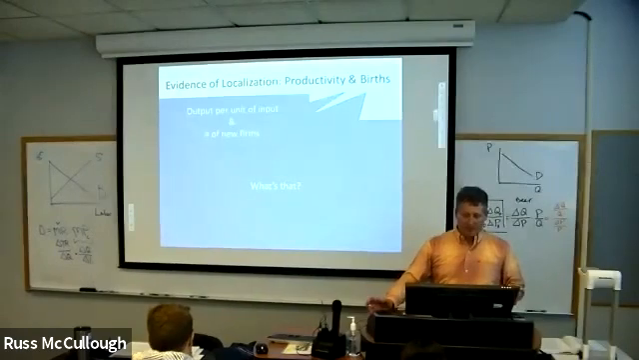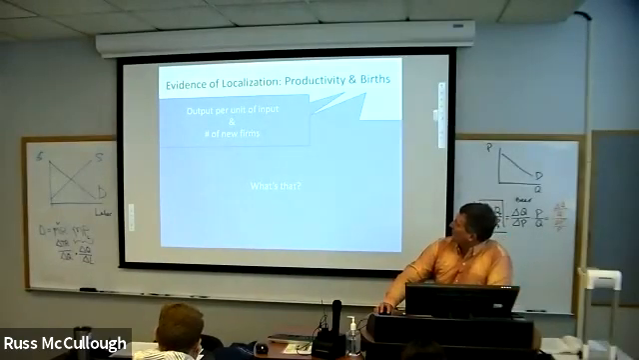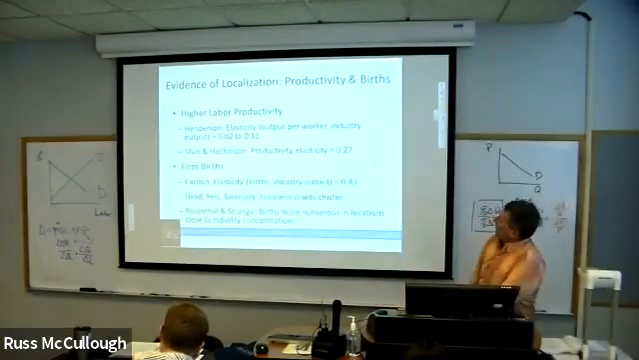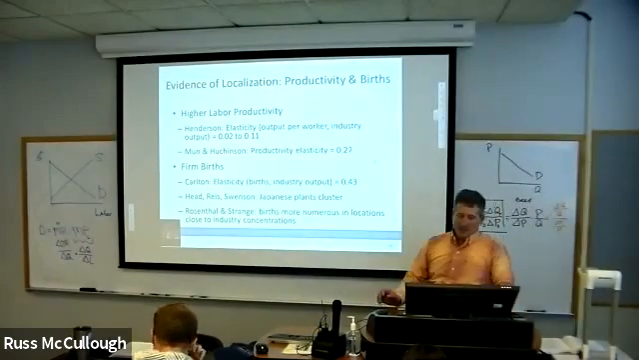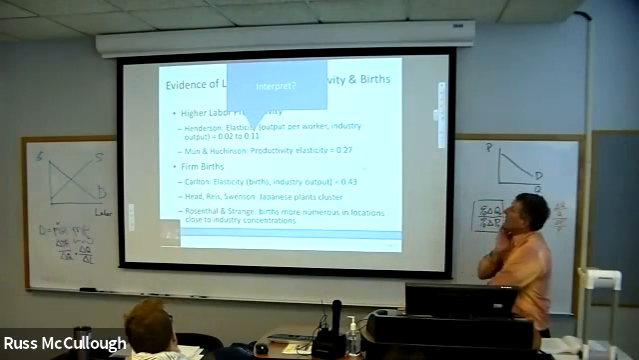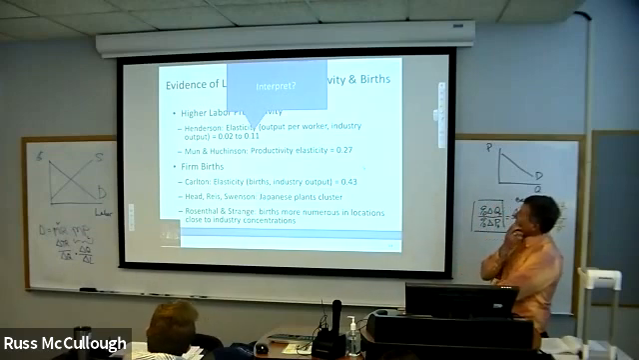And so we can start to think about productivity and birth. So there's our productivity, output per unit of input, and the number of new firms. And we can start calculating some elasticities, like that one. So the elasticity of output per worker with industry output.